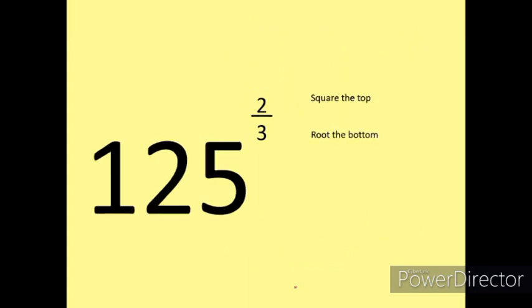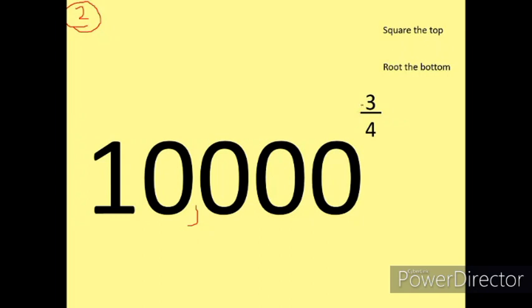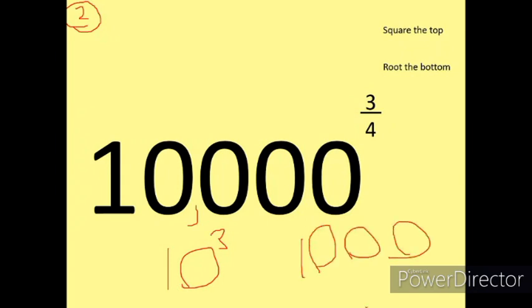So 125 to the power of 2/3. Give you a second. Okay, so cube root of 125, which is 5. And I've got to square 5, which makes it 25. So 125 to the power of 2/3 is 25. So I've got 10,000 here. I need to fourth root it, which gives me 10. And I've got to cube 10, which gives me 1,000.